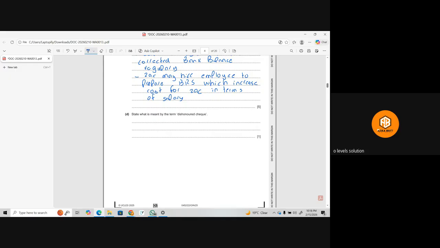Then they are saying state what is meant by the term dishonored check. So dishonored check means that a check is returned or unpaid by the bank.